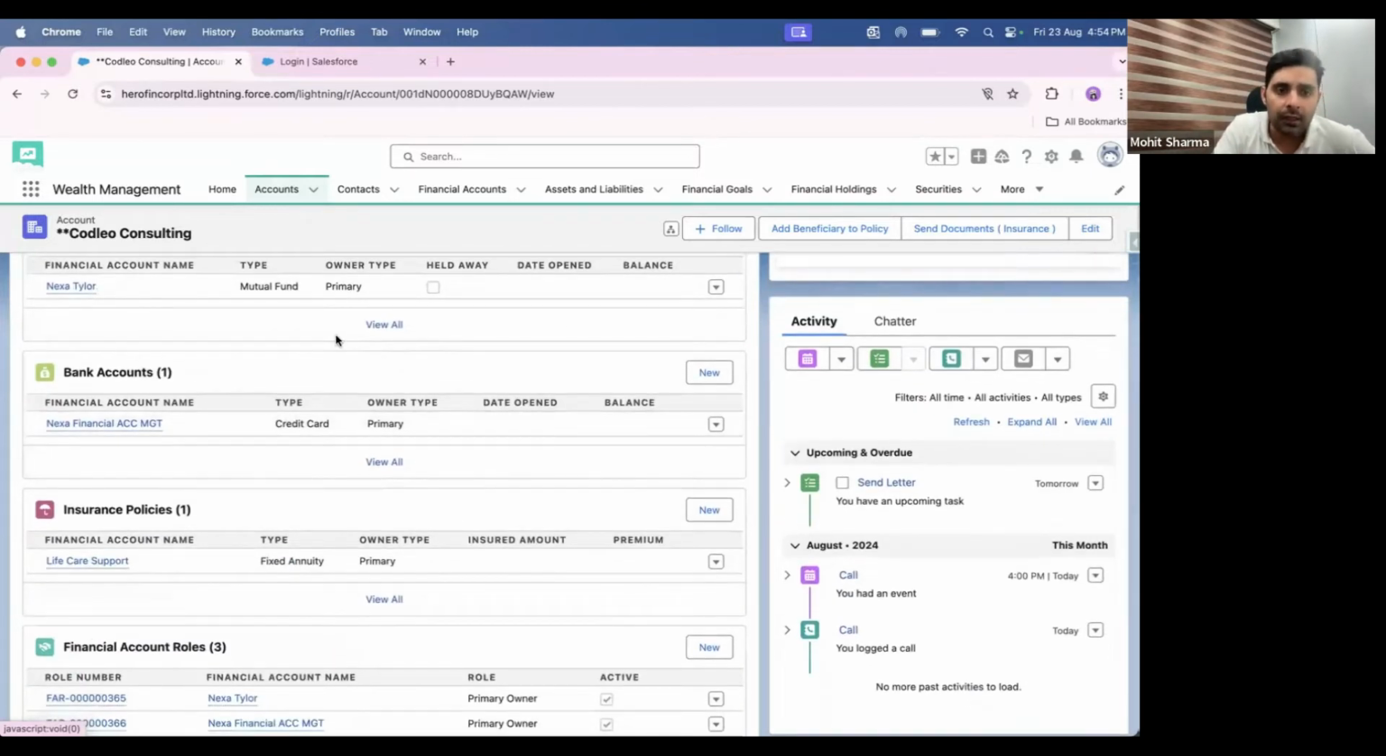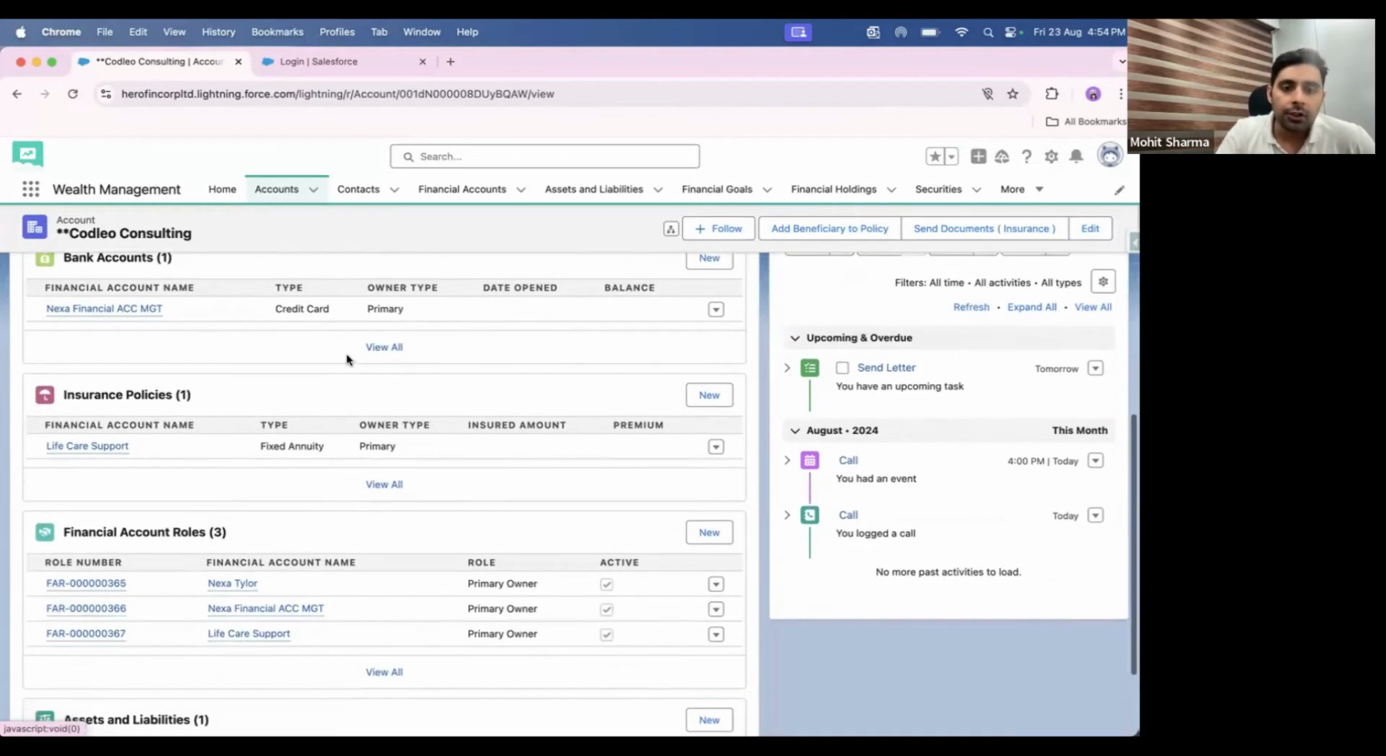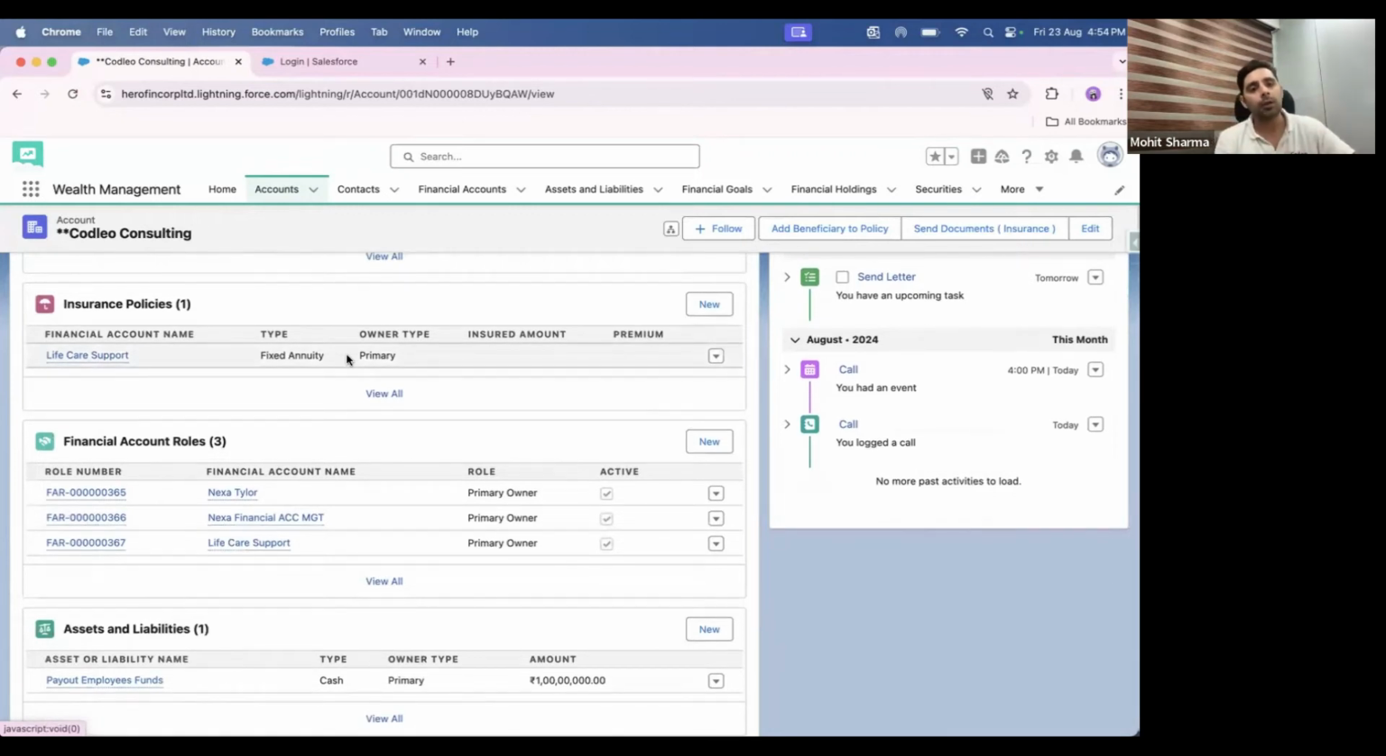Your bank accounts as well. If you have multiple bank accounts, and what sort of liabilities you have, what sort of services you have, from the debit card, credit card, what is the balance, when it was opened, each and everything can be tracked with these bank accounts. Then your insurance policies, if you have any sort of insurance policies, what sort of policy you have, if it is a fixed annuity or any other sort of policy, and again the ownership, insured amount, and the premium which you need to pay year over year. Those things can also be managed.